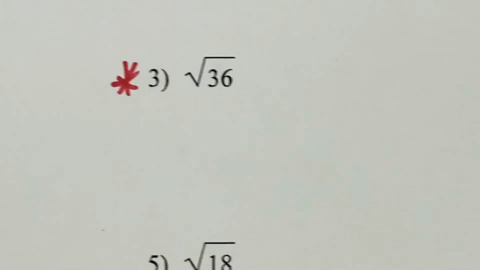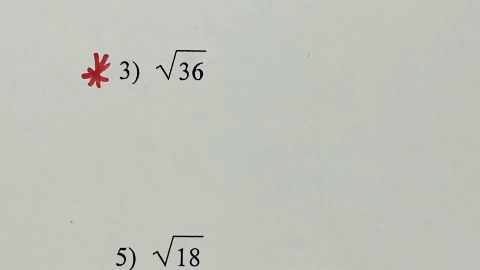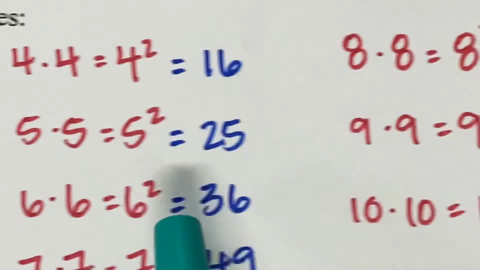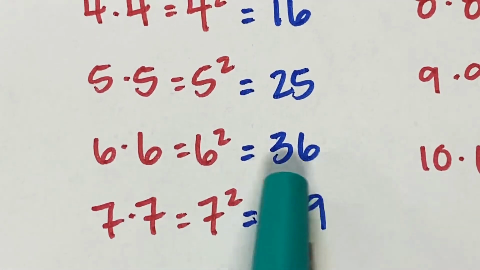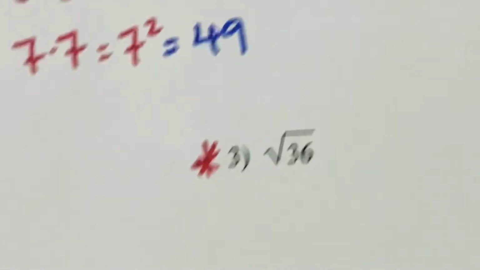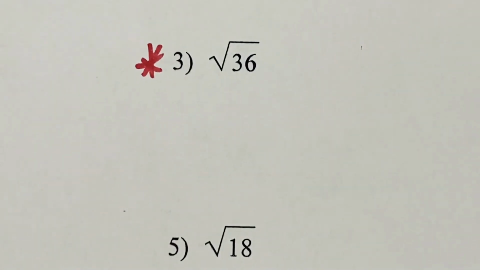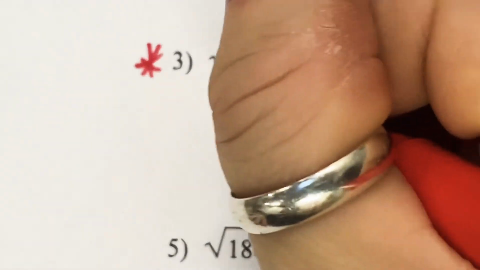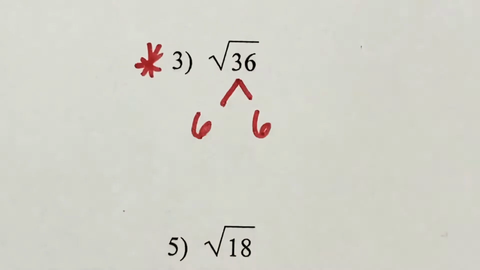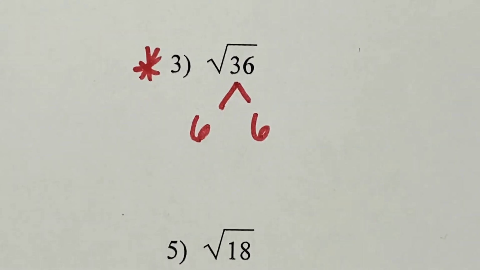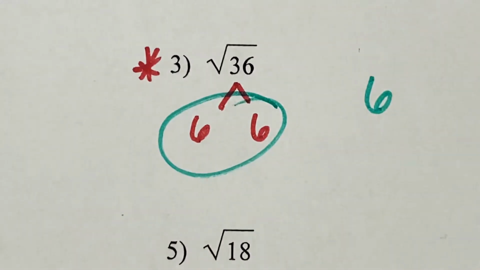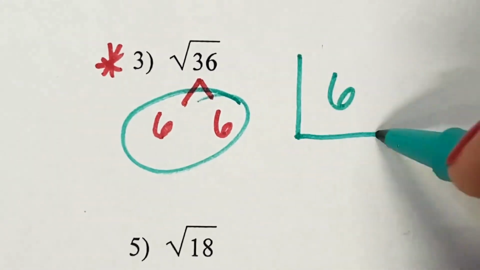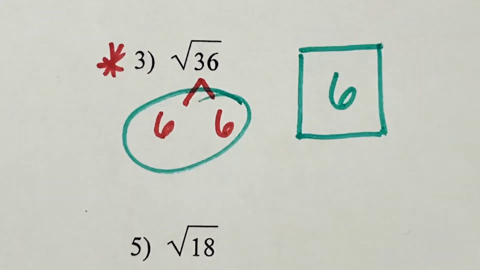Okay, let's look at number 3. What's so great about number 3? We put a star by it. Well, 36 is on our list, right? What is the number that multiplies by itself to give us 36? 6, right? So if we wanted to break this down, we can say 6 times 6 gives me 36. Well, there is my automatic pair of numbers that could leave my radical. So I know that the square root of 36 is 6.